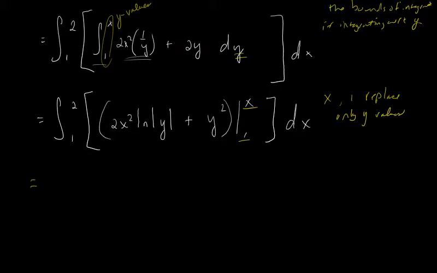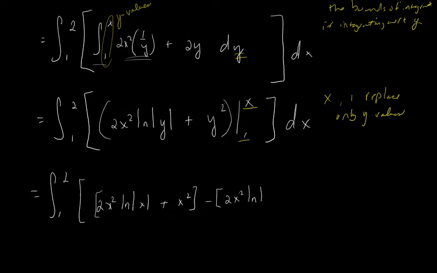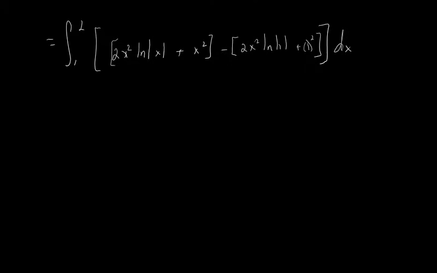So we have then our integral here from 1 to 2 of 2x squared times ln of absolute value of x, making that substitution with x, plus x squared, minus, now plug in the 1, 2x squared ln of 1 plus 1 squared, and then we'll find that integral with respect to x. So this is our integral from 1 to 2 of 2x squared ln of x.